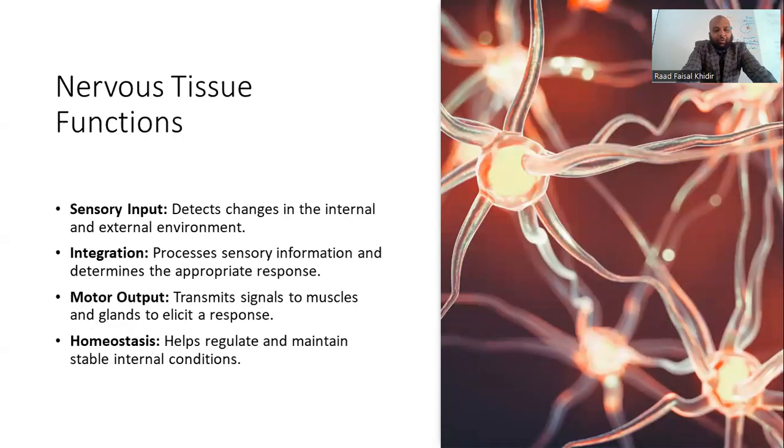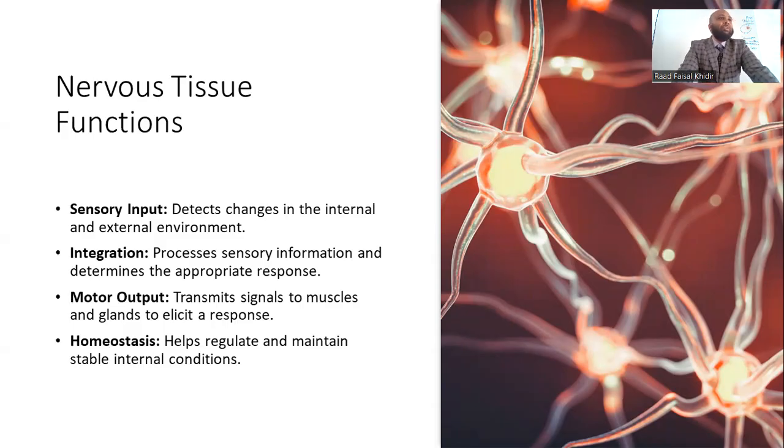So the nervous tissue functions are, it's important for sensory input. It detects changes in the internal and external environment. So we talked about this in the first day of class about how, in sensory input, we receive that hyperthermia or hypothermia, hypertension or hypotension, hyperglycemia or hypoglycemia, any hypo, we don't want it, we want U.